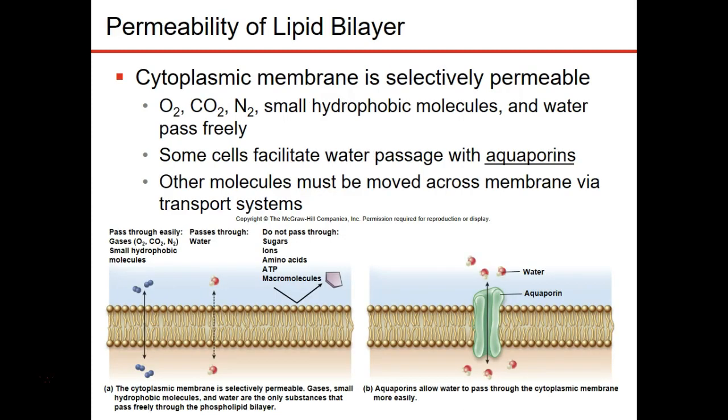The cytoplasmic membrane is selectively permeable. This means it will allow certain molecules to cross directly through while holding other molecules out. So it's very picky about what it allows in or out of the cell. Small nonpolar molecules are going to be able to move directly across the plasma membrane through a process known as diffusion, simple diffusion.